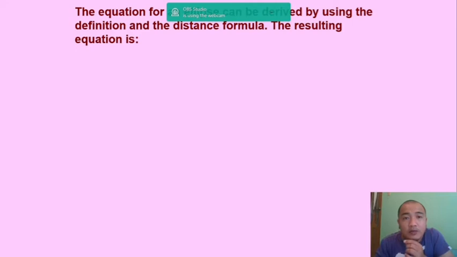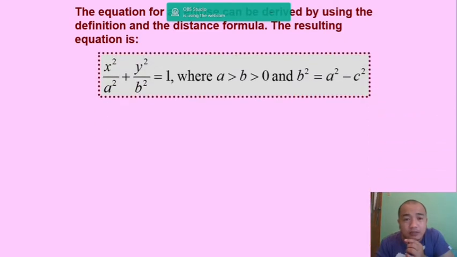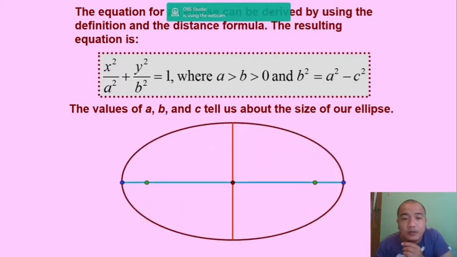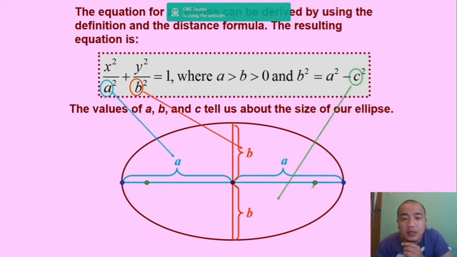So the equation for an ellipse can be derived by using the definition and the distance formula. And the resulting equation is, this is from our previous lesson, ellipse with center at origin: x squared over a squared plus y squared over b squared equals 1, where a is greater than b and b is greater than 0, and b squared equals a squared minus c squared. The values of a, b, and c tell us about the size of our ellipse. So yan yung a, this is b, and this is c.